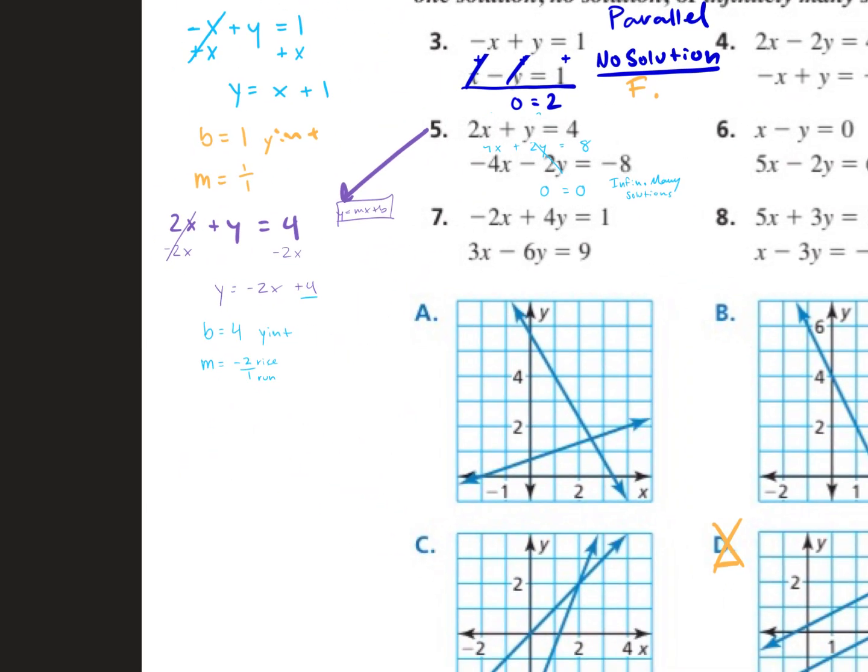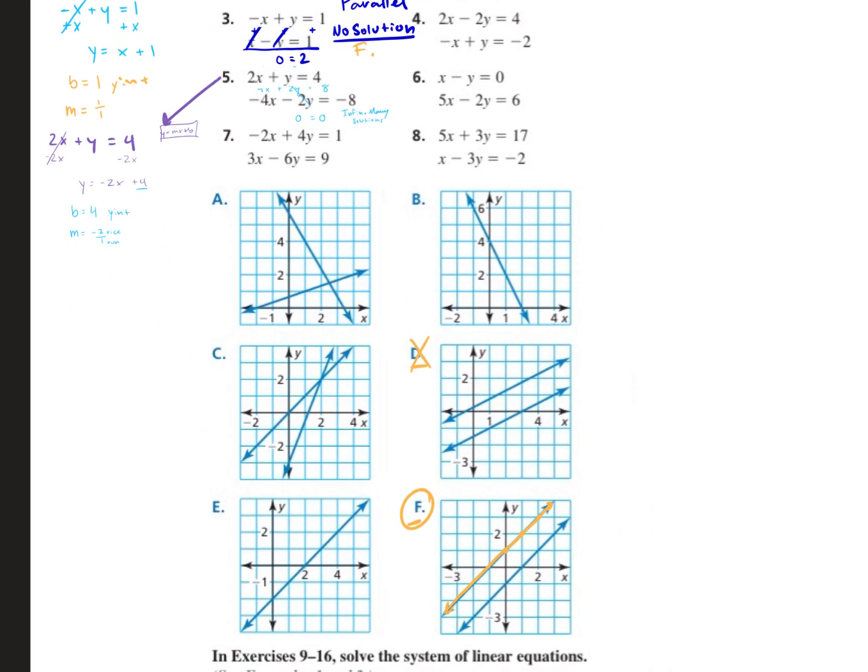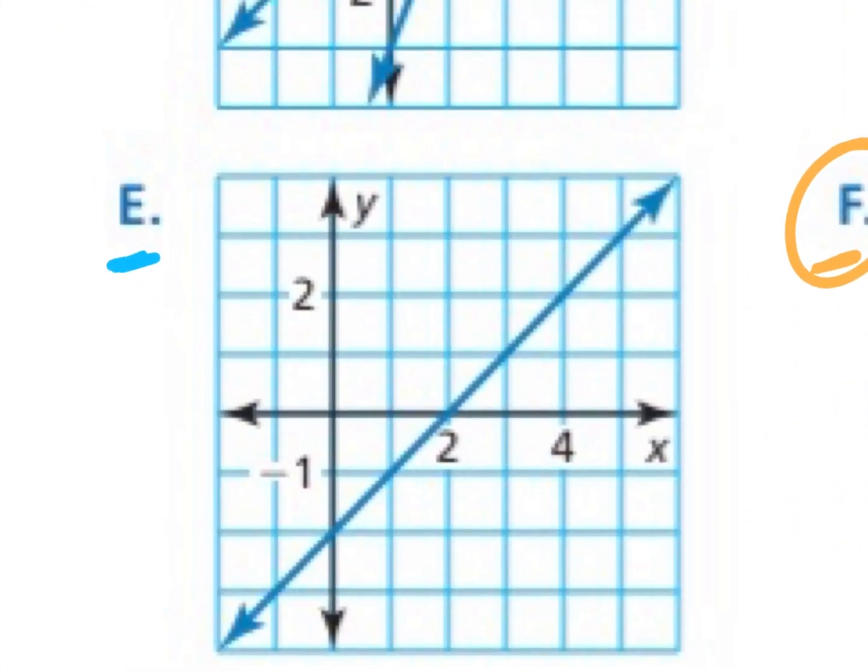So let's look at our graphs. Which are two possible options for number 5? B or E, because those are the two where it's the same exact line. So my y-intercept is 4, and my slope is -2/1. So I would put my first point at 4 and go down 2 to the right 1, down 2 to the right 1. Does this line match the line for E? No. So it's not E.